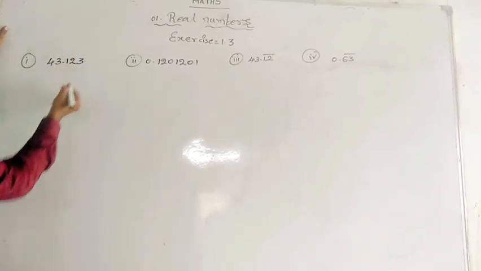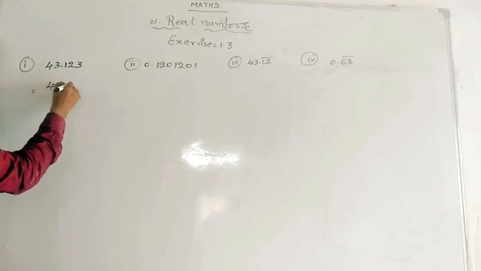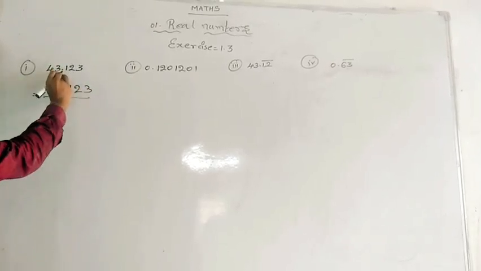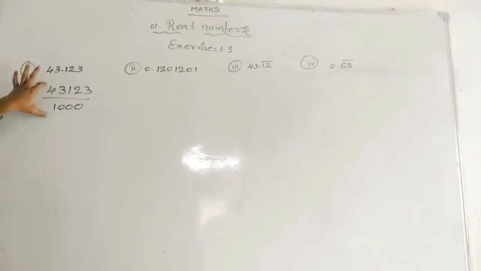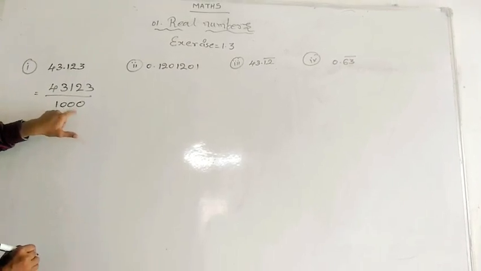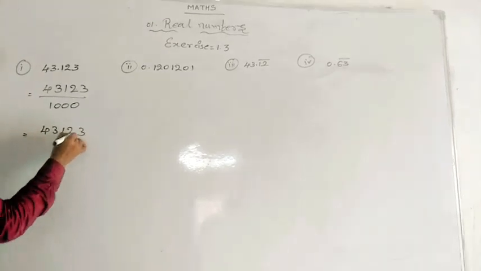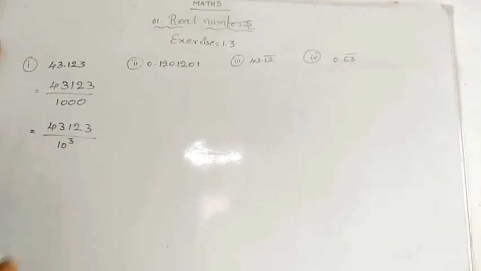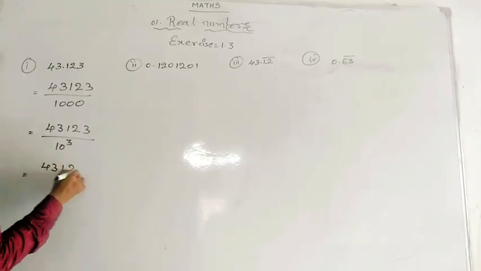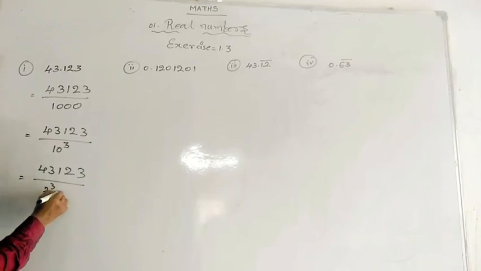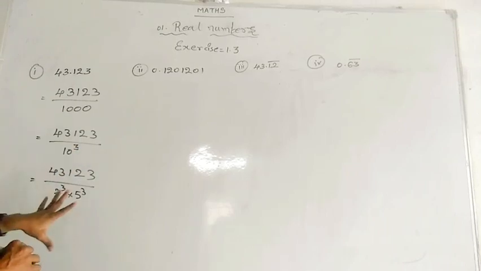Now this 43.123. Let us express this in the form of p by q. That means 43.123. After the decimal there are 3 digits. Now let's write 1000. Now we have expressed it in the form of p by q. Let us find out the prime factorization of this 1000. What we get here? 43123 by 10 cube. The 10 cube can be written as 2 cube into 5 cube. 2 cube into 5 cube is equal to 10 cube.